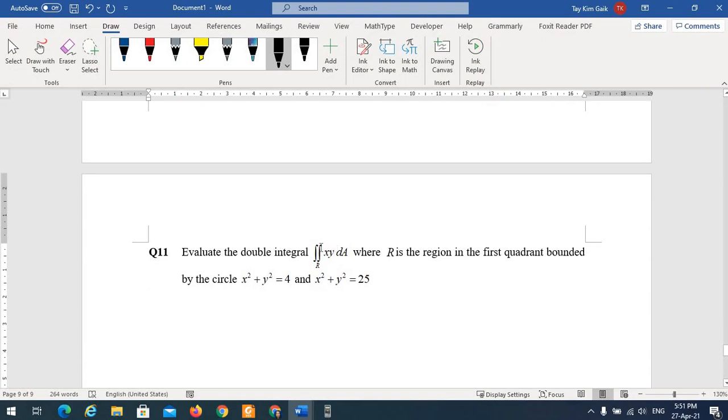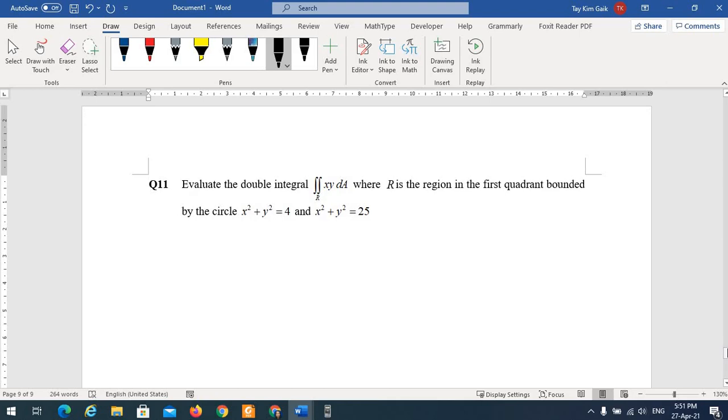This is a straightforward question. Evaluate the double integral of xy dA over region R, where R is a region in the first quadrant bounded by x squared plus y squared equals 4 and x squared plus y squared equals 25. Okay, in the first quadrant, so you have here, this is actually r = 2, this is r = 5. So this is 2, and this is 5.